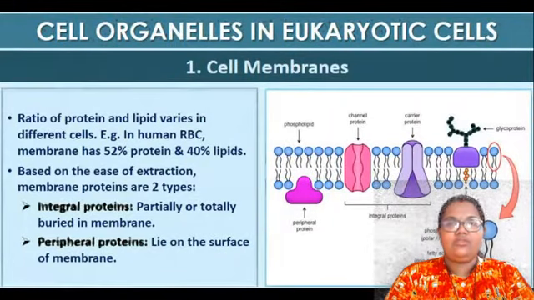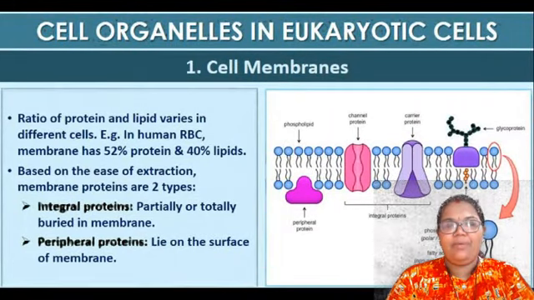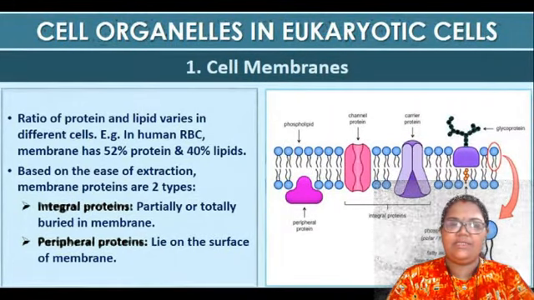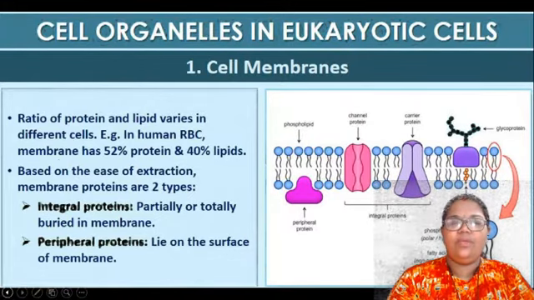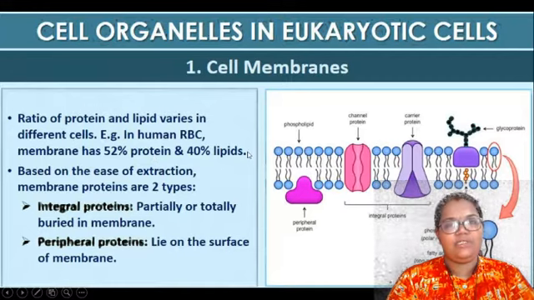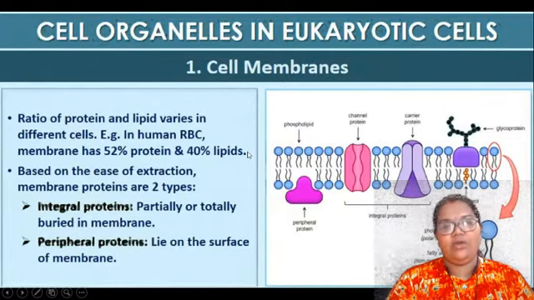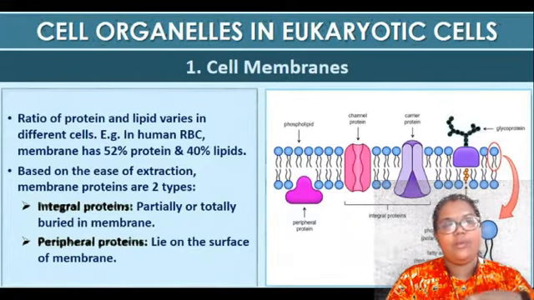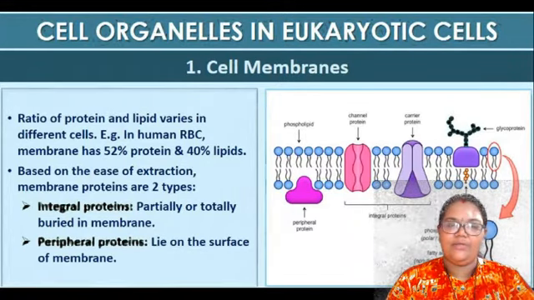Here, if you look at the ratio of protein to lipid bilayer, that will vary in different cells, right? If you are considering human RBC, you can see that there will be 52% protein and 40% lipid. So this will vary from cell to cell. In some, there will be more lipids and less protein. That will vary according to the cell, right?